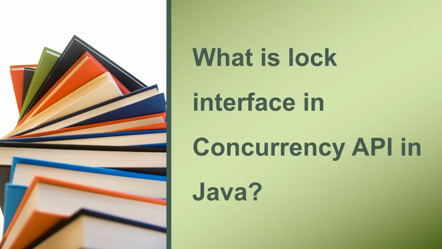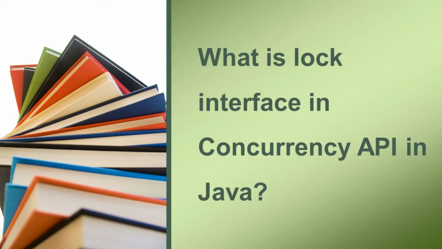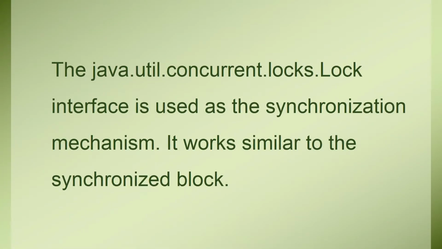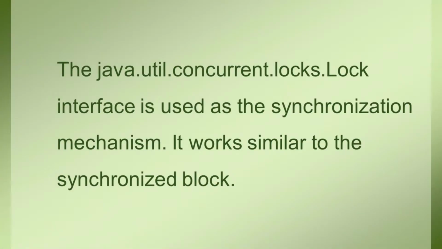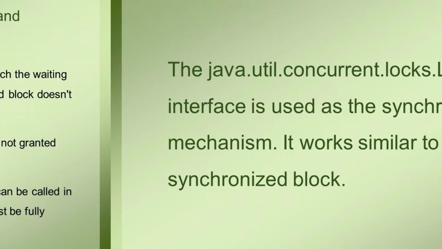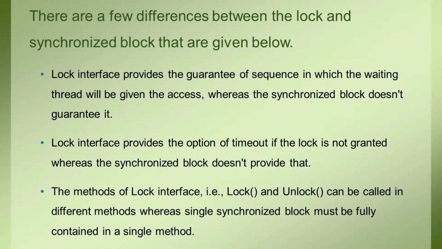What is the Lock interface in Concurrency API in Java? The java.util.concurrent.locks.Lock interface is used as a synchronization mechanism. It works similar to the synchronized block. There are a few differences between the lock and synchronized block that are given below.